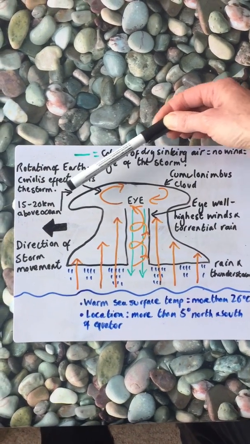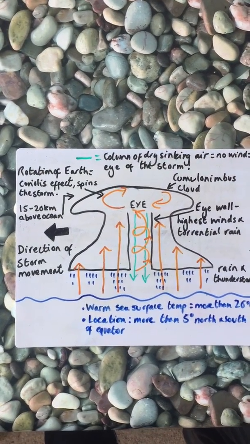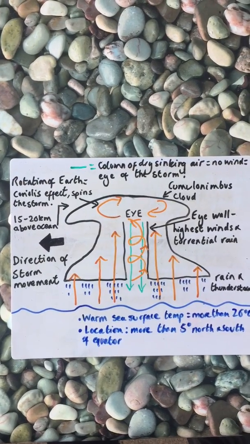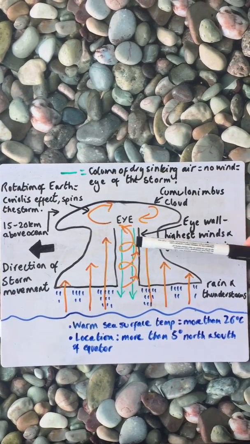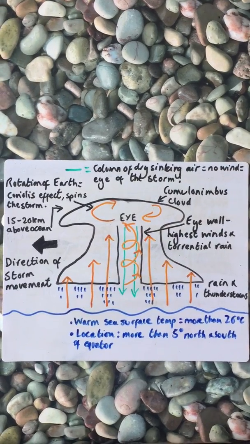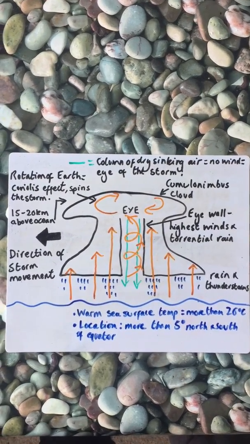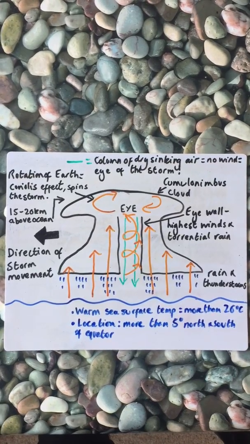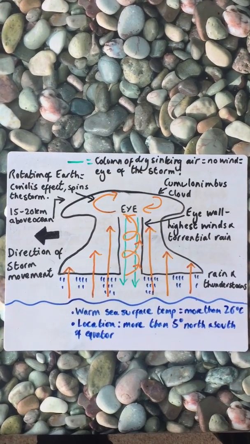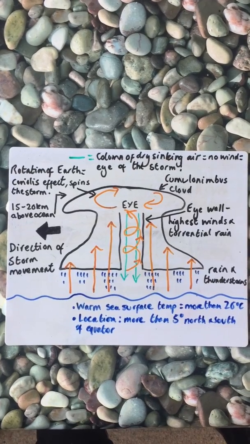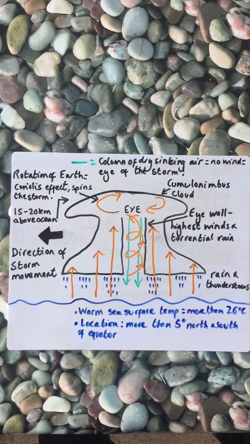This height here is about 15 to 20 kilometres above the ocean. And then the storm is moving from right to left. So let's go through the processes. On the slide on the PowerPoint, you've got seven sequences of how the storm actually occurs.